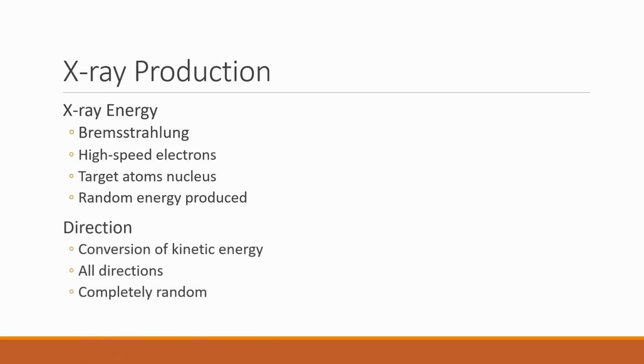The direction the X-ray takes when the kinetic energy of the electron is converted to an X-ray is also completely random. The one takeaway from this slide is that X-ray photon energy is random, and the direction the resulting X-ray photon takes is also completely random.